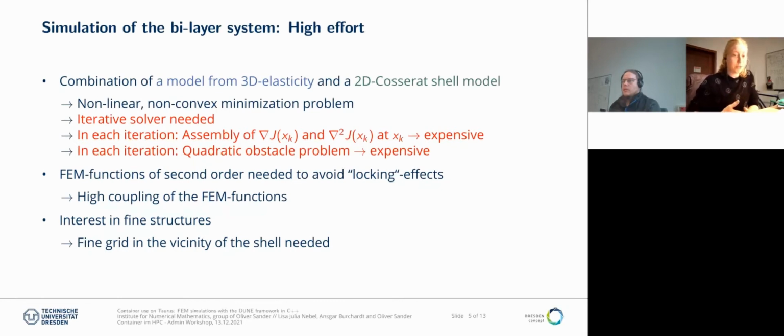And also, we're interested in fine structures. So we need to use a fine grid exactly where the shell is attached. And this makes the whole system large, which results in a high effort.